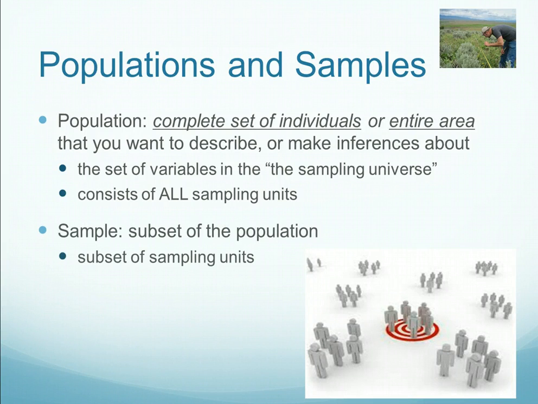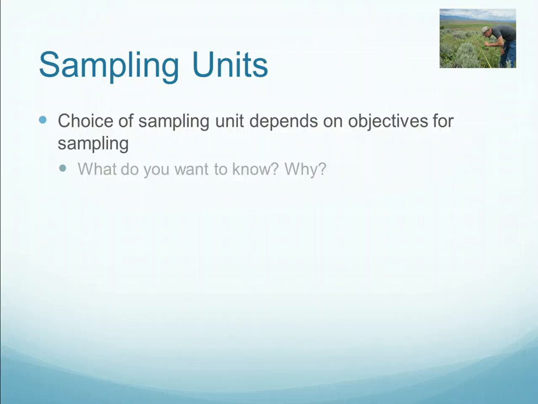The sample is merely a subset of the population, and so it is a subset of sampling units. Our choice of sampling unit depends on the objectives for sampling, so we must always consider what we want to know and why. This will greatly influence our choice of sampling unit so that by doing this sampling, it's going to help us to answer the questions.